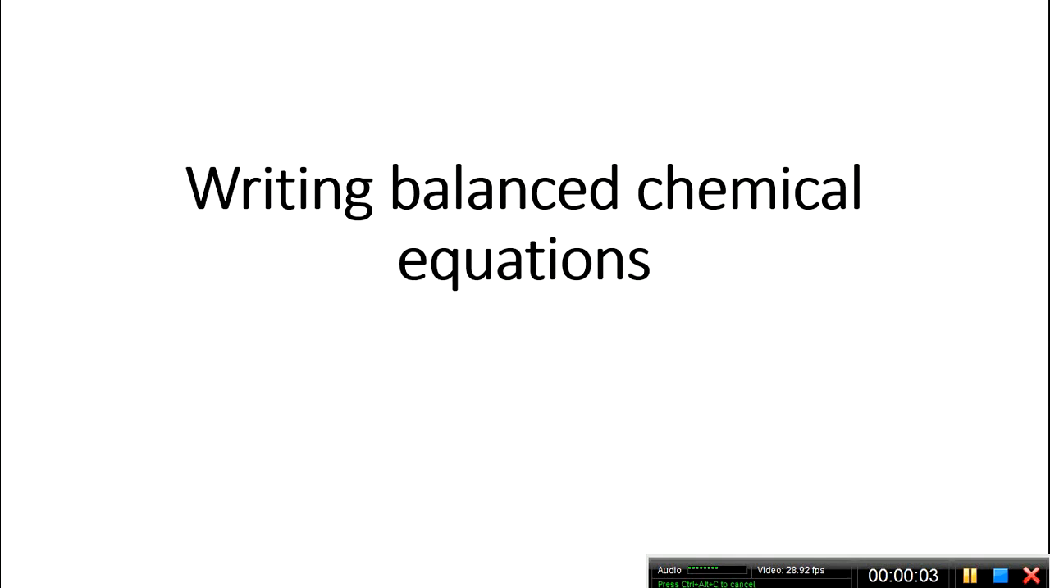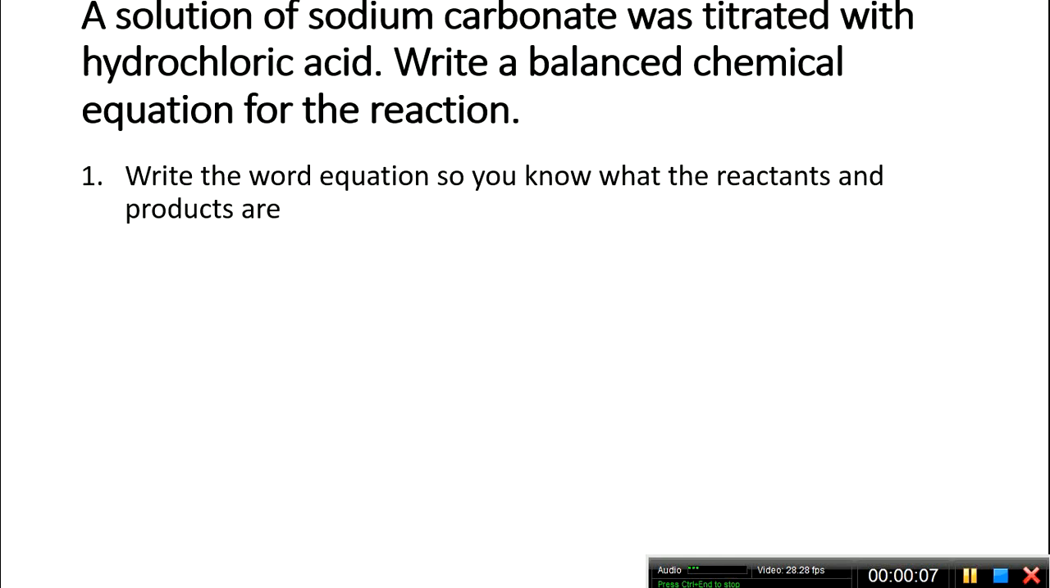This is a presentation to help you write balanced chemical equations. The best way to do this is by using an example, and that example I'm going to use is: a solution of sodium carbonate was titrated with hydrochloric acid. Write a balanced chemical equation for the reaction.